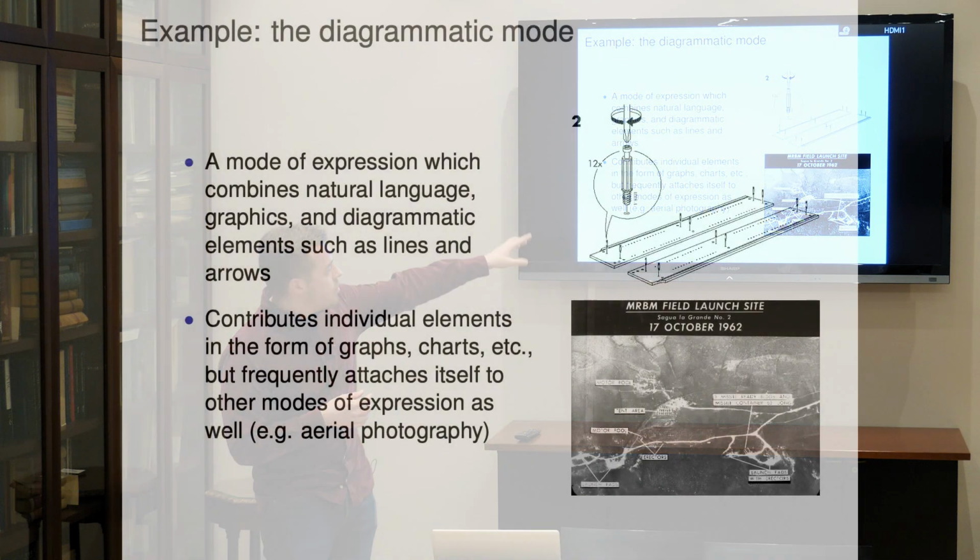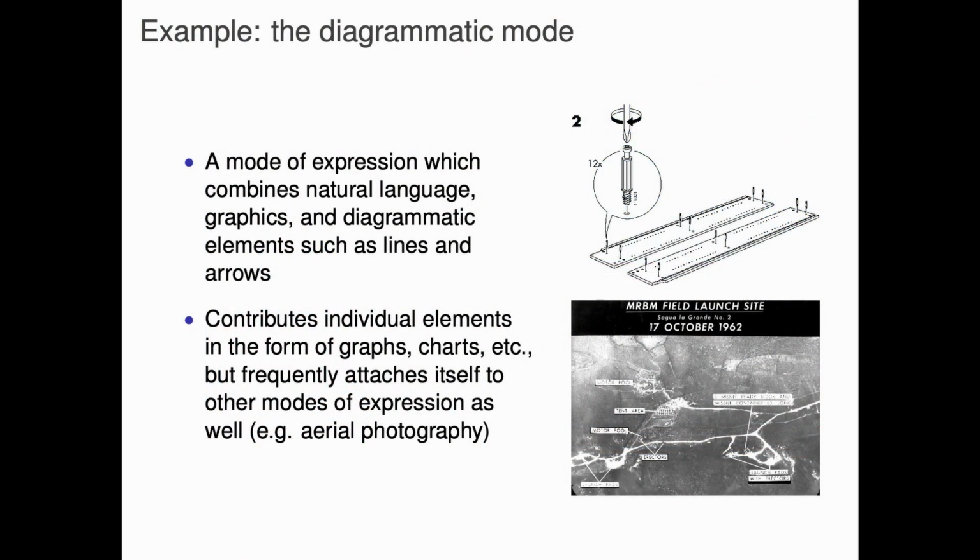These labels and lines are not inherent to the photograph. They've been added later, and this is one of the things that the diagrammatic mode tends to do. So when you need to pick something out of some other mode of expression, the diagrammatic mode is what you need for that purpose. And the funny thing is that we don't actually know too much about these mechanisms. So how do diagrams actually work from the perspective of multimodality? How do they combine different modes of expression?